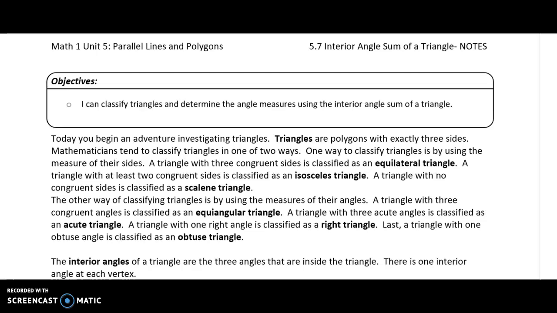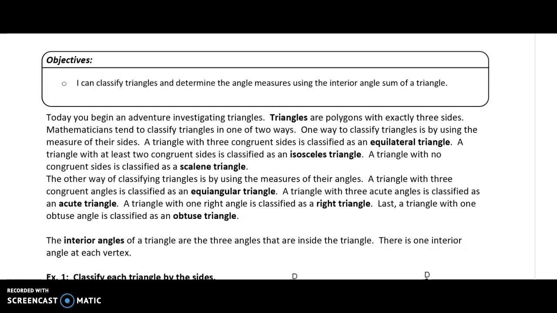All right, today we're moving on to 5.7. Here in this section, when you're done, you should be able to classify triangles, whether by sides or by angle measurements. And also, you should be able to determine the angle measurements using the interior angle sum of a triangle theorem.